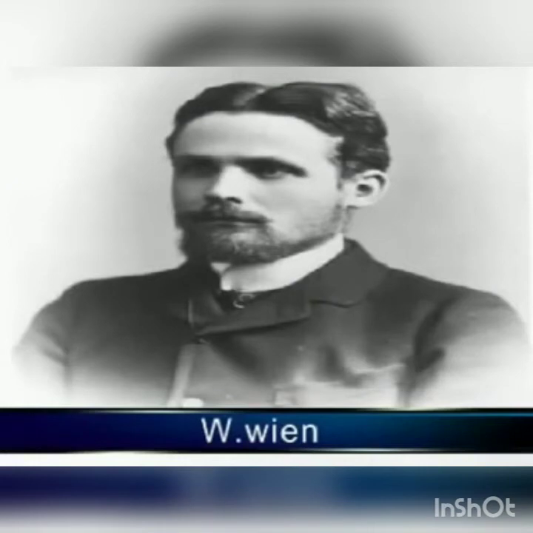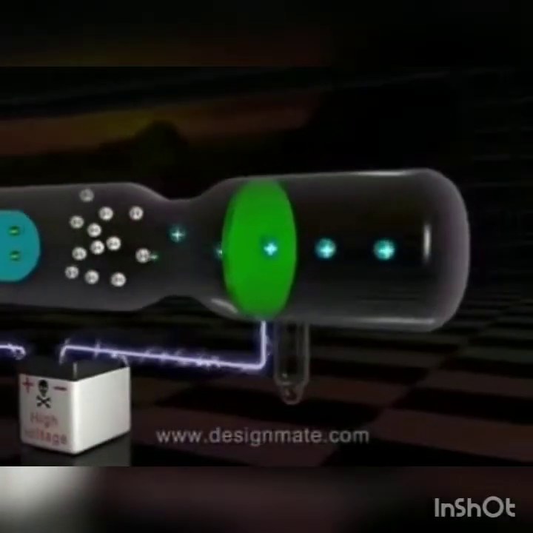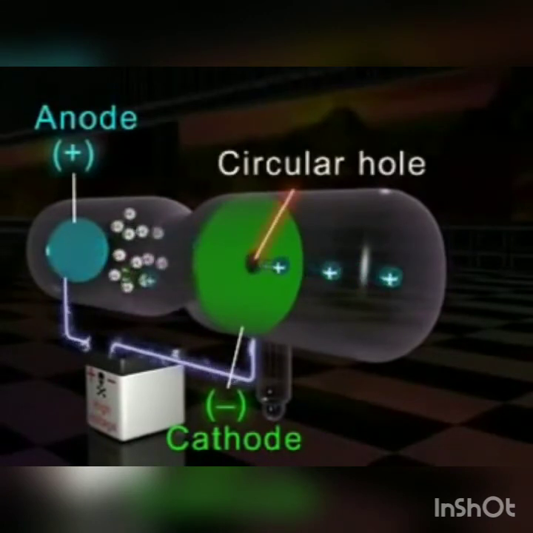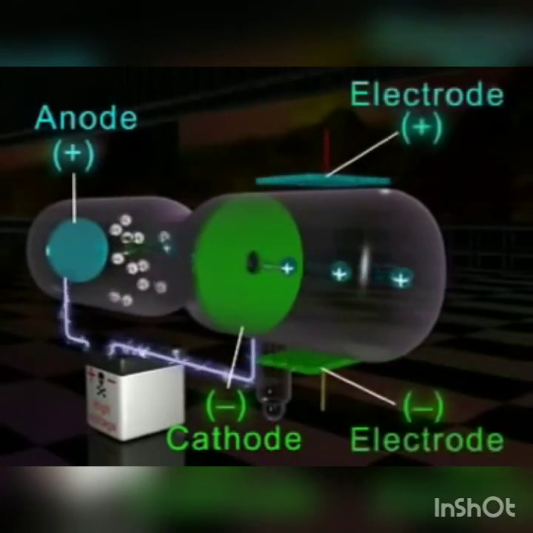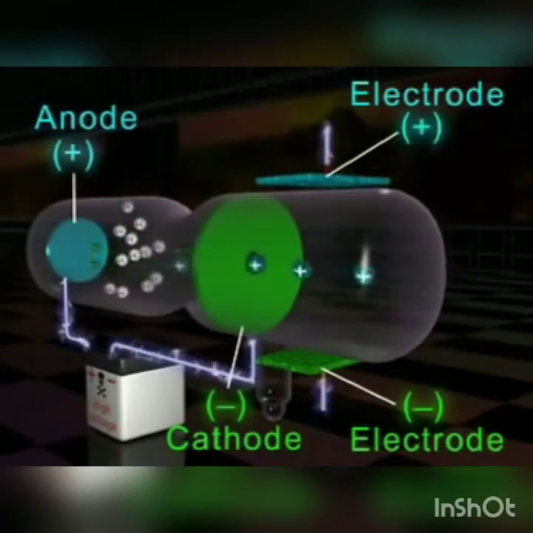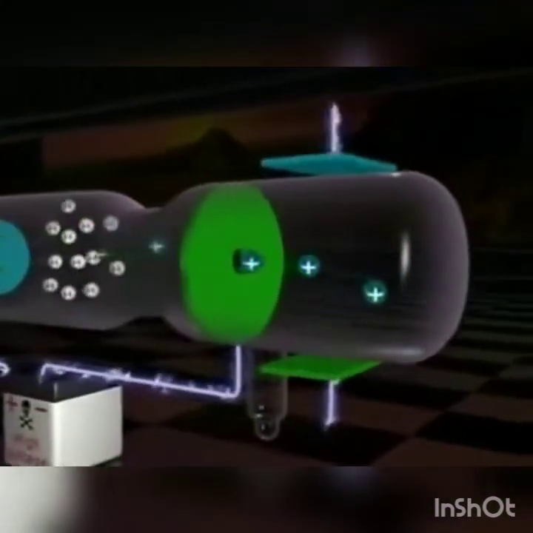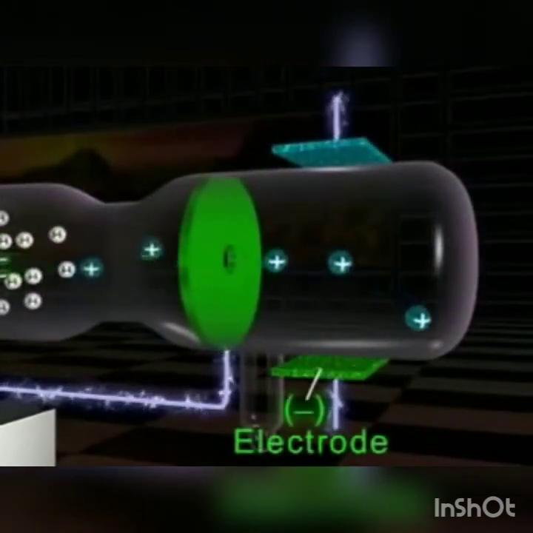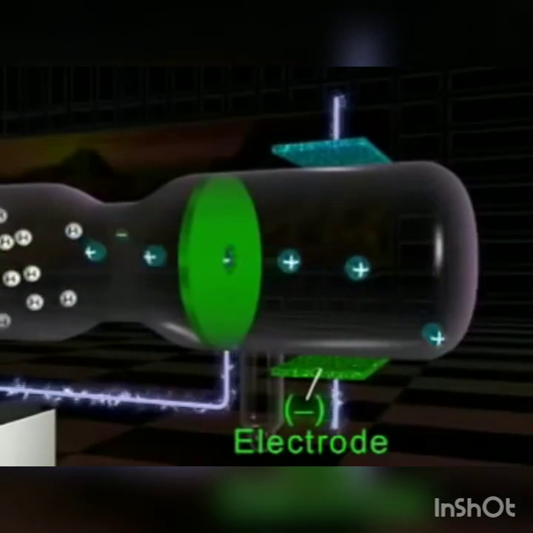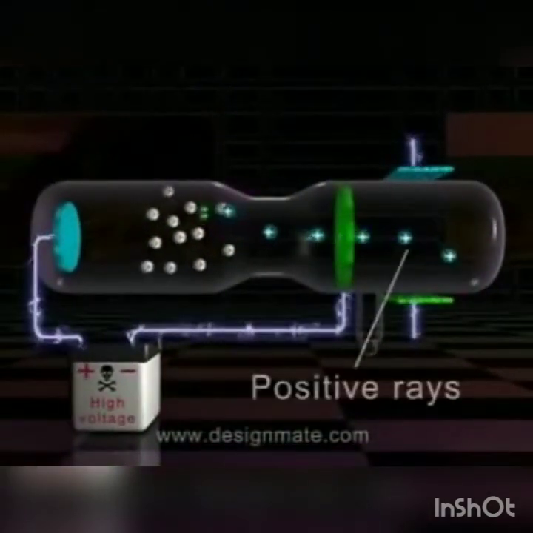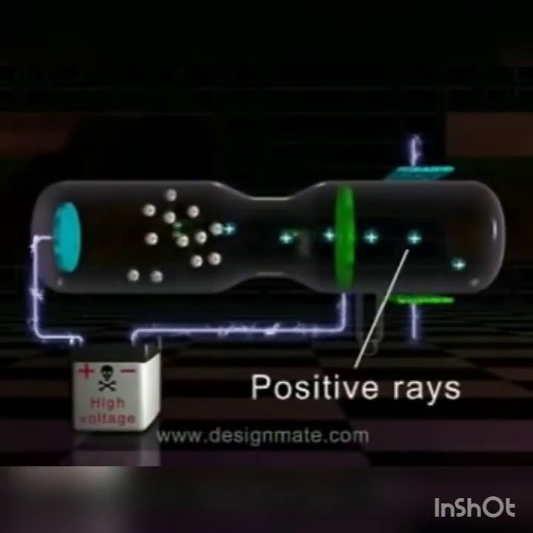W. Wien succeeded in deflecting the canal rays. He made one small circular hole in the cathode and introduced two plates behind the cathode. When a strong electric field is applied between the plates, the particles are attracted towards the negative electrode, so these are positively charged particles. Therefore, these are often called positive rays.